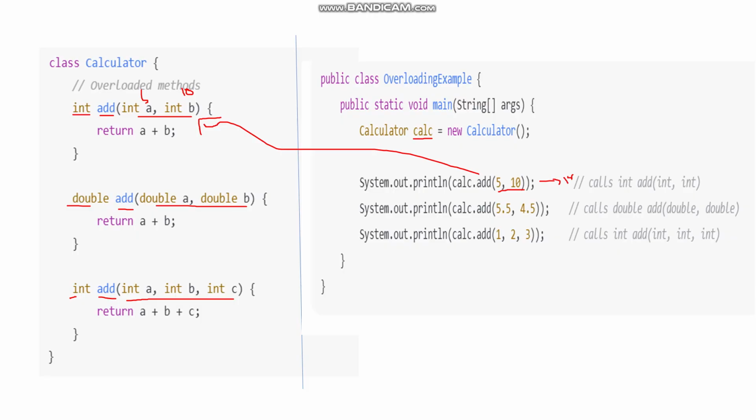Next, System.out.println, calc.add(5.5, 4.5). Whenever there is an add, the control will go to the add method. Here both values are double. It goes to the double add method. 5.5 plus 4.5. Here the answer becomes 10.0. Next, calc.add(1, 2, 3). Whenever there is add, the control will jump to the add method. Here the number of parameters, or number of values, is 3.